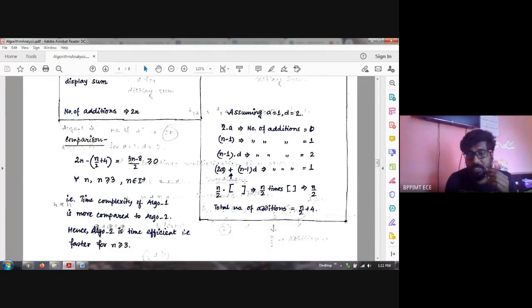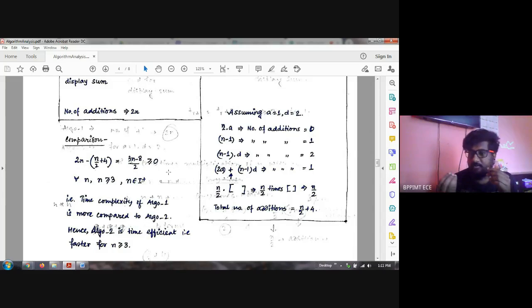So now let's calculate the difference, 2n minus n by 2 plus 4. I don't know which one is more and which one is less. After simplification, it comes to 3n minus 8 by 2, and let's assume that it is greater than or equal to 0. I do not know whether it is greater than or equal to 0, but let's assume that it is. So assuming this inequality is true, can we have a fruitful value of n?